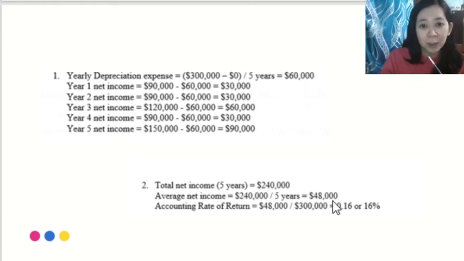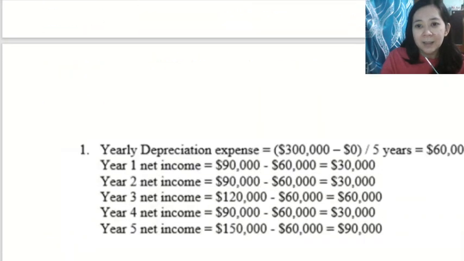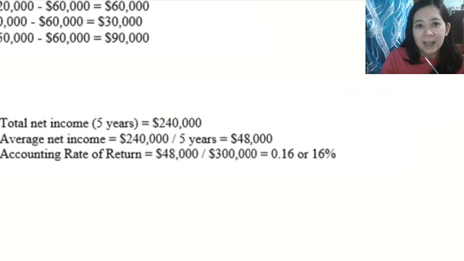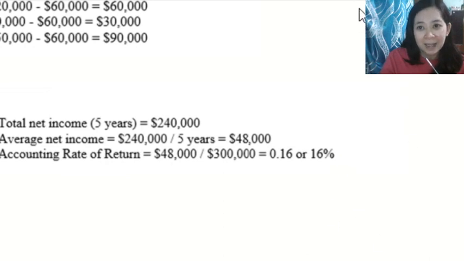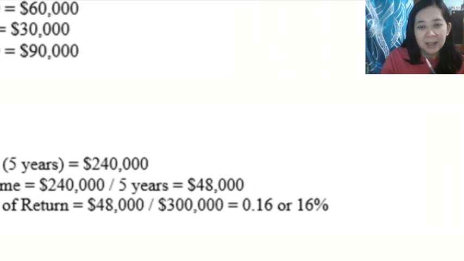After computing the average income, we can now compute our accounting rate of return, or ARR, following the formula. That is the average income divided by the original investment of $300,000. Therefore, our ARR is equal to 16%. So this is a 16% ARR.